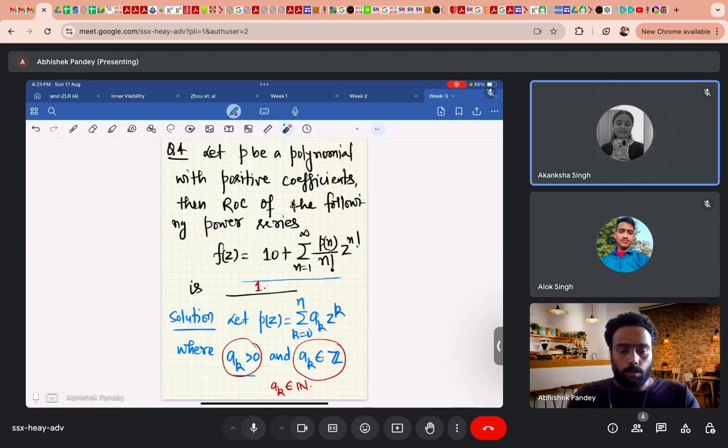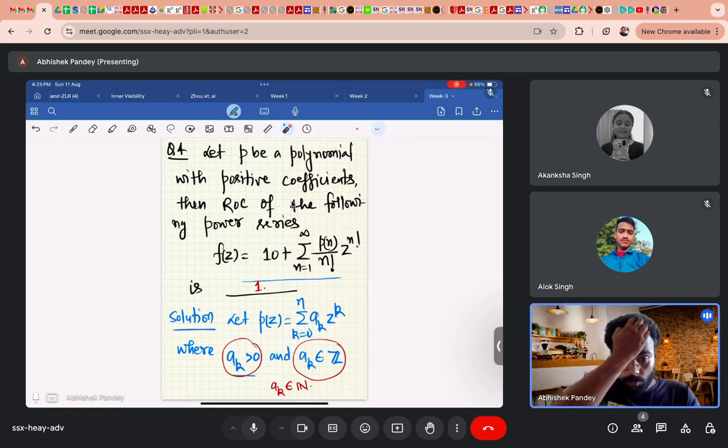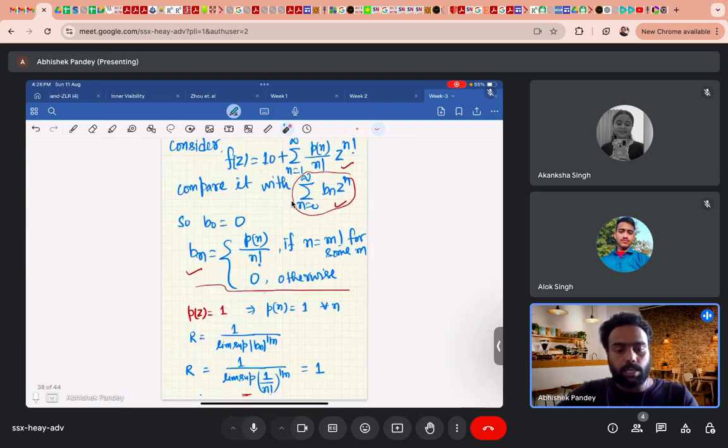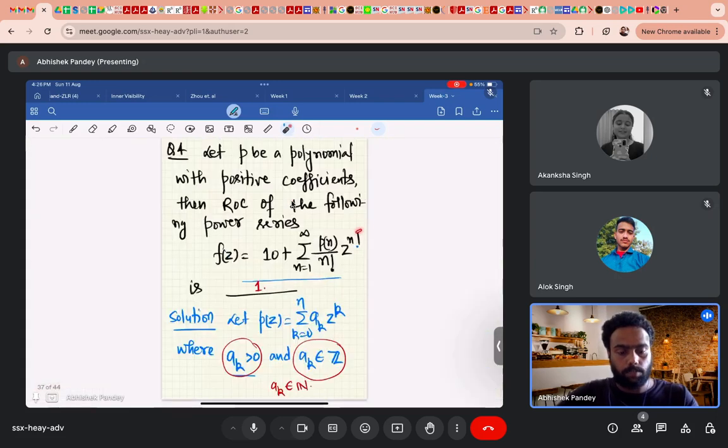Okay. Let p be a polynomial with positive coefficients. Then the radius of convergence of the following power series is what? So p is a polynomial with constant positive coefficients. So let p(z) be nothing but this one. This is the polynomial where all these a_k are positive. Consider f(z) equal to this one. This thing we need to consider.